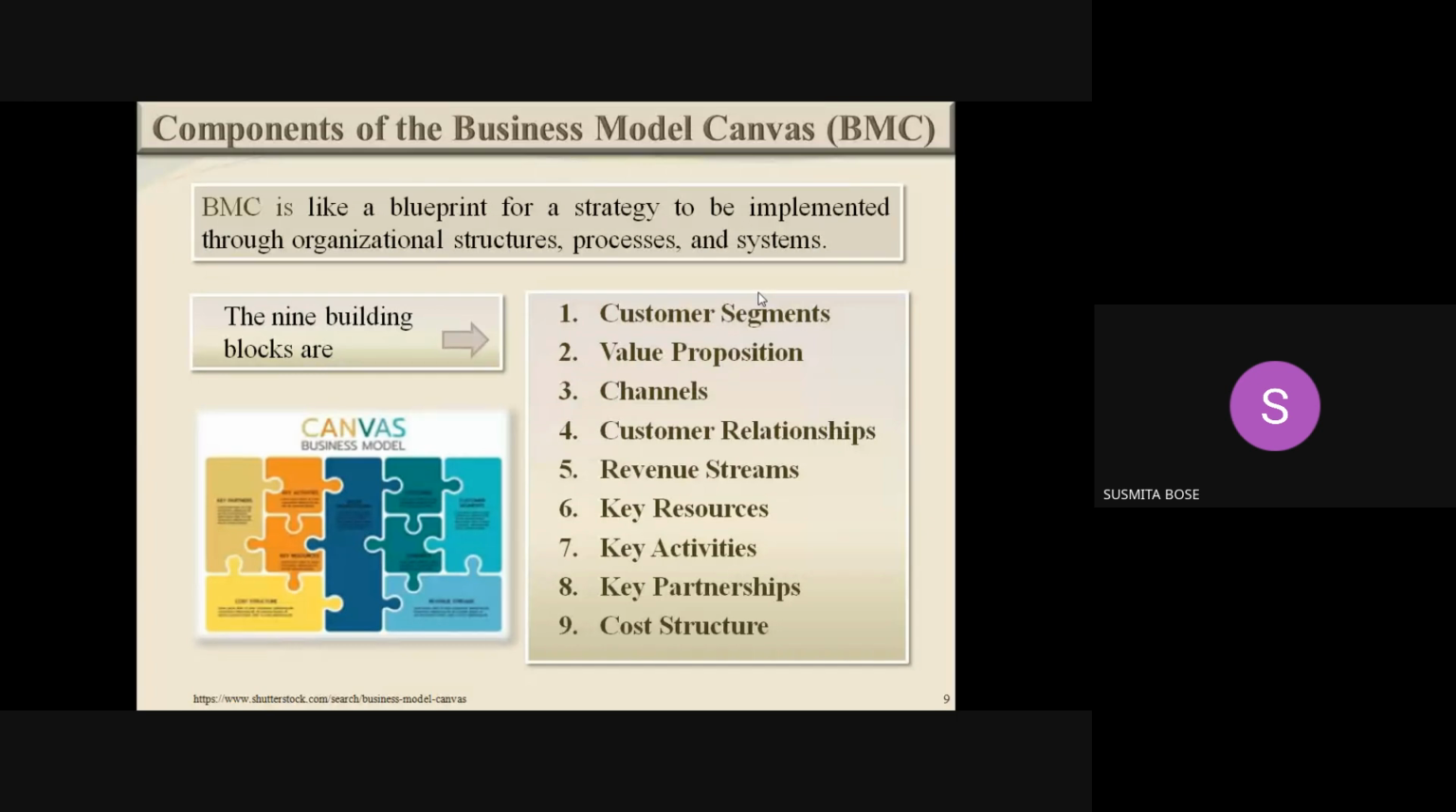So these are the 9 building blocks: customer segments, value proposition, channels, customer relationships, revenue streams, key resources, key activities, key partnerships, and cost structure.